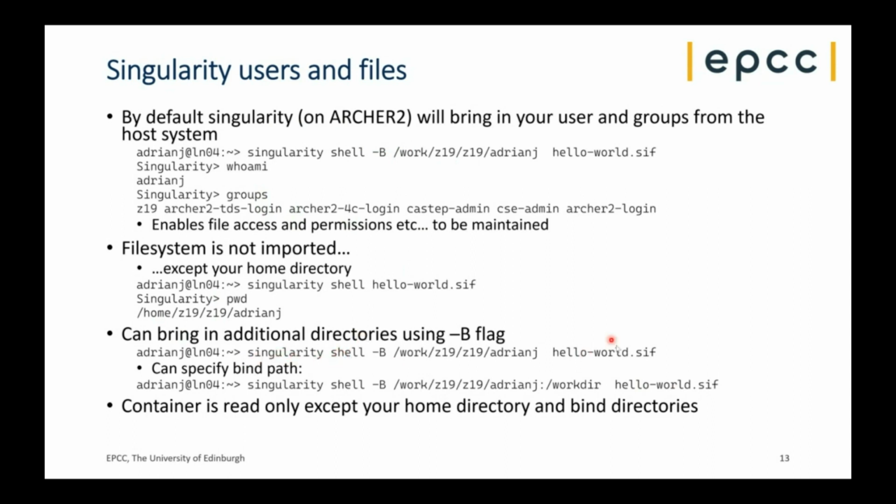So it's going to create me a terminal using a hello world container, but I'm going to bind the work file system in there. That means I can go in and access anything inside that work file system from inside my container. If I go in there, I'd have to cd /work/z19/z19/adrianj to get to it. But I can also, if I want to, rename directories when I import them into my container, so I can call it a different thing as well.